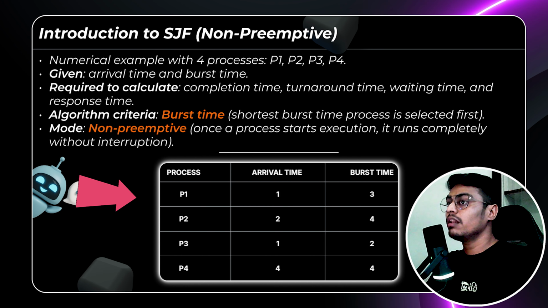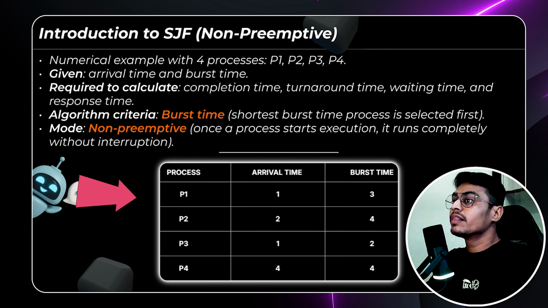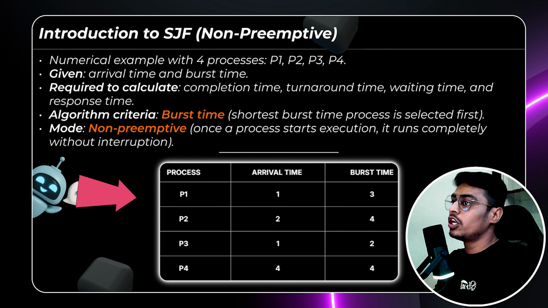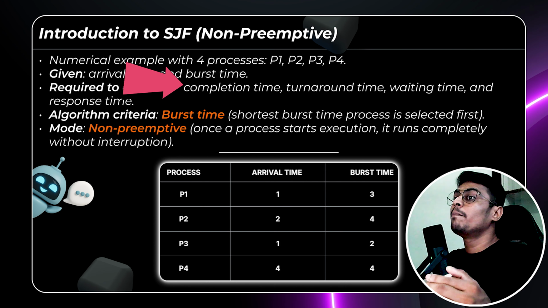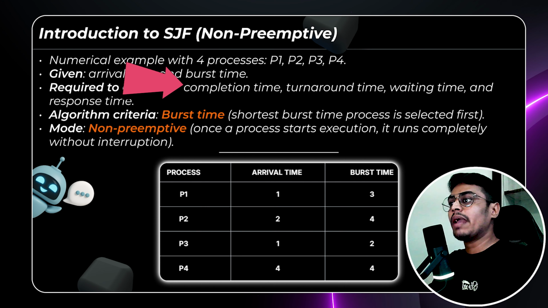So in this numerical, first we have given here 4 processes P1, P2, P3, P4. Their arrival time and burst time is also given. This will be given to you in almost all numerical problems. What we need to find is completion time, turnaround time, waiting time and response time.